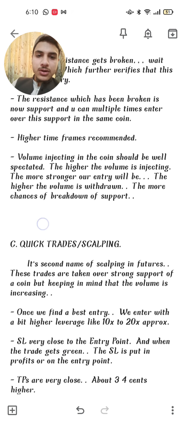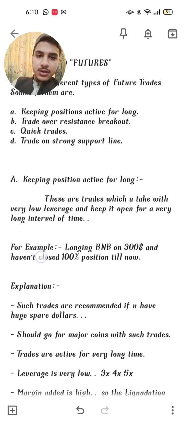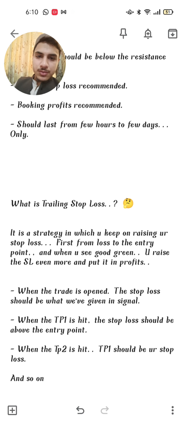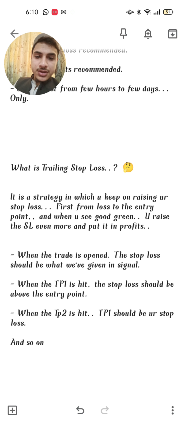Now, I've talked about in all of these trades, one term that is common is trailing stop loss. We should learn this strategy too. So what is a trailing stop loss? Trailing stop loss is a strategy in which you keep on raising your stop loss, first from loss to the entry point, and then when you see some good green, you raise the stop loss from the entry point to a higher level, even in profits. So you raise the SL even more and put it in profits.